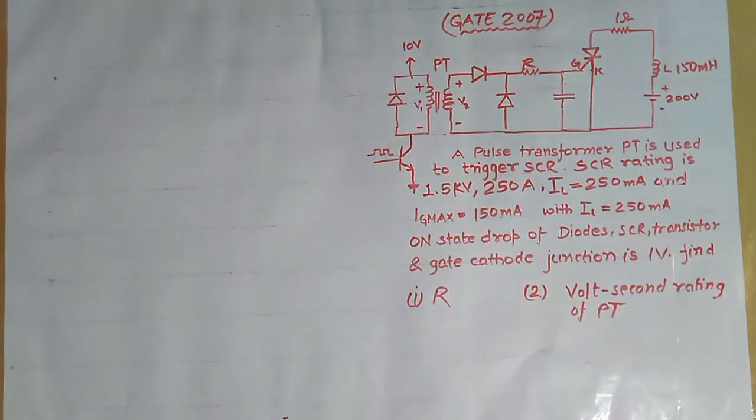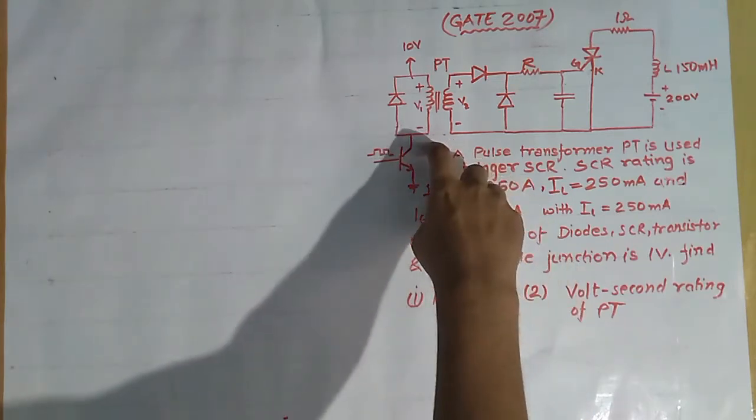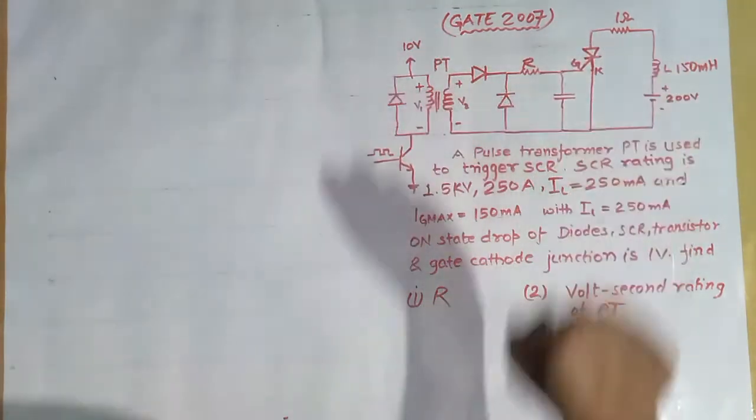Now we will solve the problem that was asked in GATE 2007. This problem is for 4 marks. In this problem, this circuit is given and the question says that a pulse transformer PT is used to trigger SCR. This is the pulse transformer PT and this is the SCR.